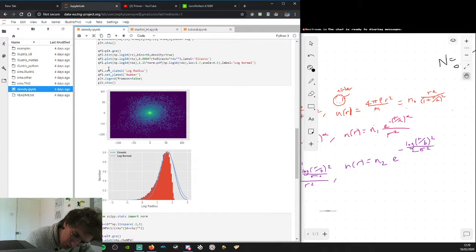Integral 0 to some big R of n(r) dr. I know I've got big R somewhere else. I'm going to go and change it in a sec. Right now there's a big R in the Einasto. Let's replace that with C.